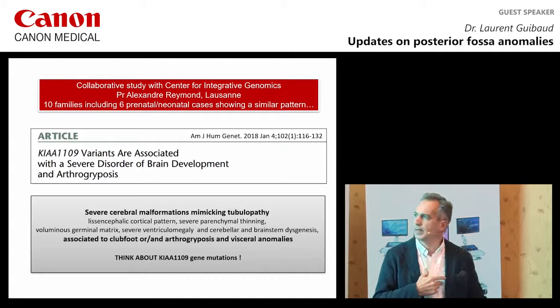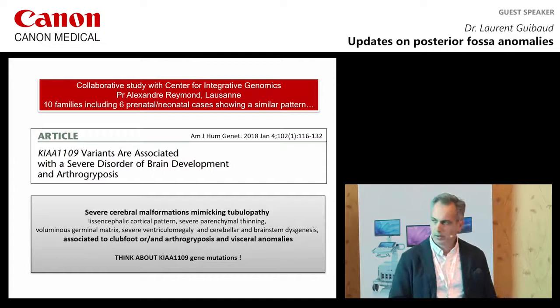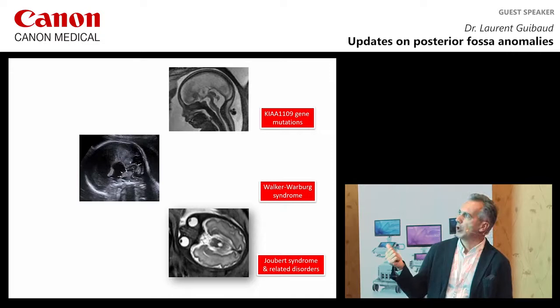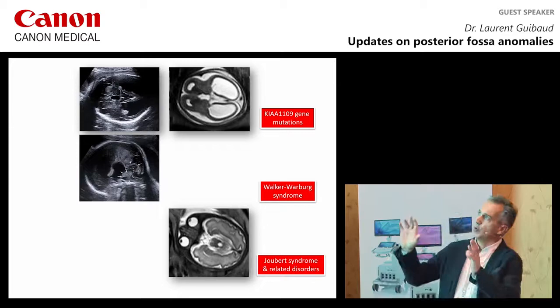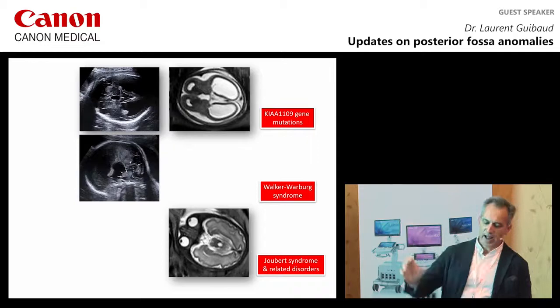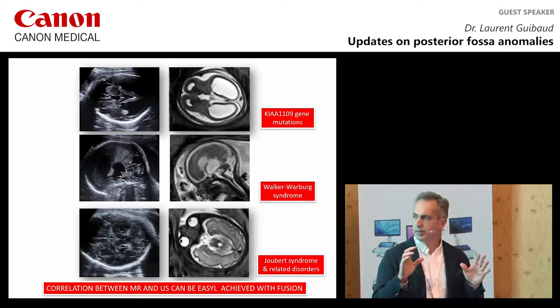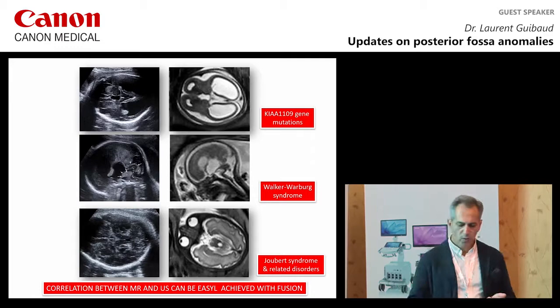So when you have this kind of findings, think about this new gene, and we have a poster about this entity. So I show you 3 entities: the new genes, Walker-Warburg syndromes, and Joubert syndromes. And as you can see here, you have perfect correlations between the sonographic findings and the MR findings for the new genes, for Walker-Warburg, and also for Joubert syndromes. So these correlations between MR and ultrasound can be easily achieved with fusions. As here, this is the most frequent case.